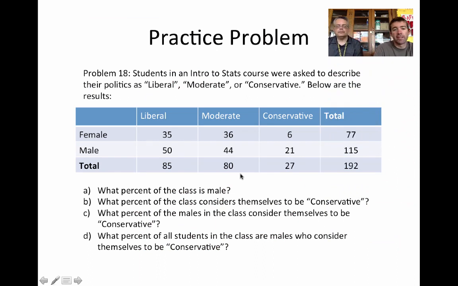Okay, here we have another practice problem. This is problem number 18 in the back of chapter 3, if you want to follow along. We're looking at students in an intro to stats course, just like you guys. We're asked to describe their politics as liberal, moderate, or conservative. Here we have our two-way table. On the side, we have our gender, male or female. And up top, we have our different politics: liberal, moderate, conservative.